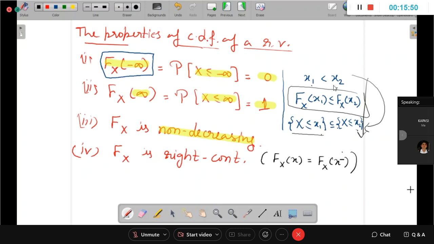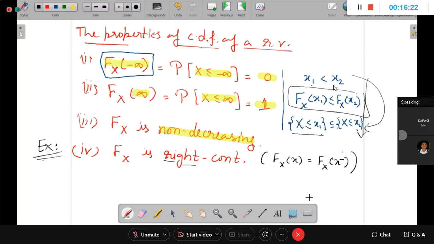So it's non-decreasing. Similarly, you can also establish the following fact by looking at the properties: F_X is right continuous. Try to check it out, you can look at it as an exercise. That will also be an interesting problem. If you are very clear about your calculus, you can do it. And I hope you know the meaning of right continuity and left continuity.